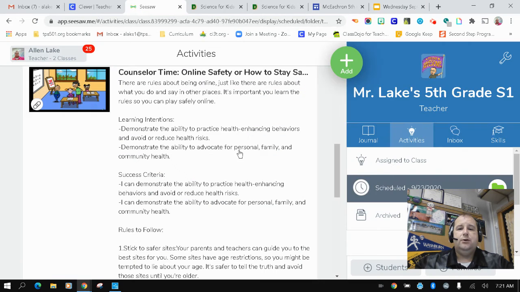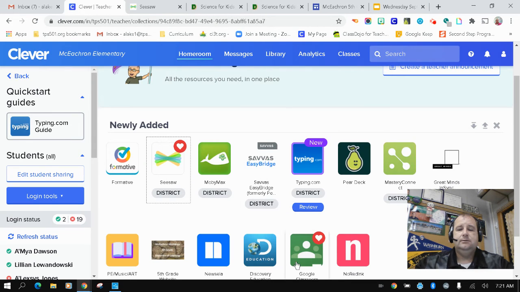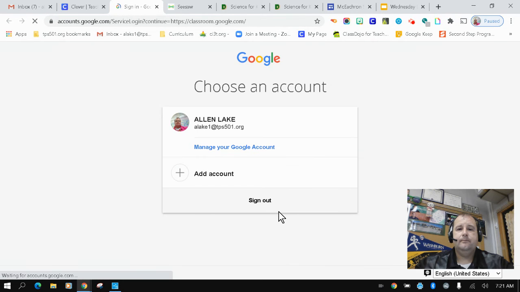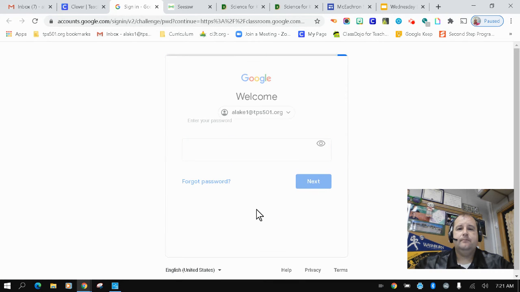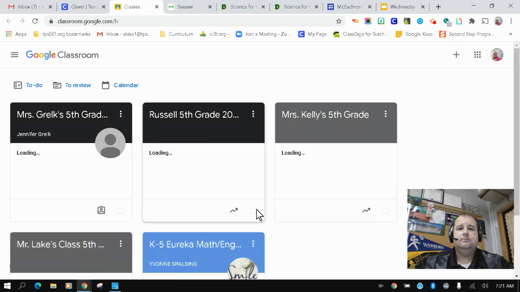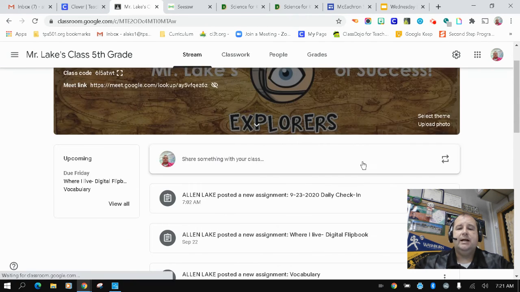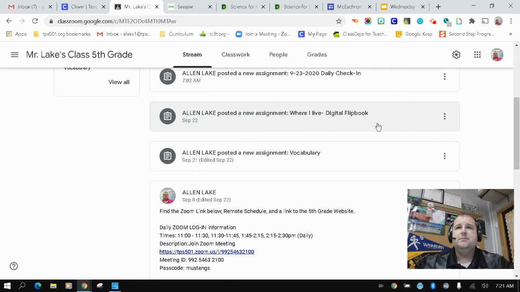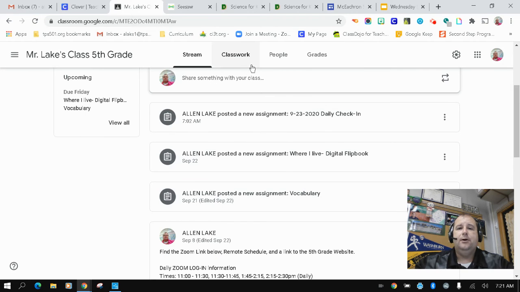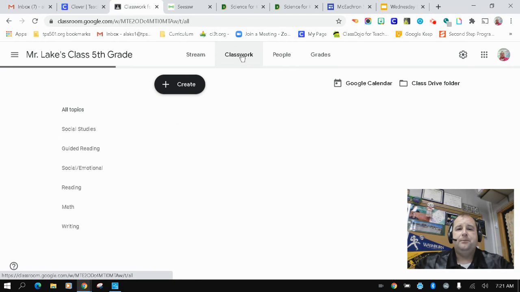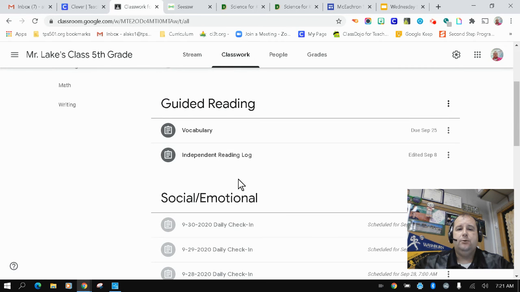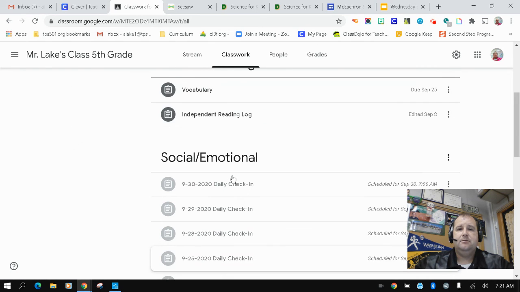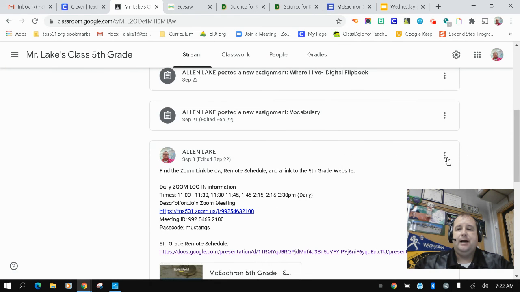Make sure that when you go to the Google Classroom, you are checking for the assignments at the top. Here's your daily check-in, your digital flip book from social studies yesterday. This is due by Friday, so make sure you get that finished. Here is your vocabulary for guided reading. Remember, you can always click here on classwork and you have it sorted by subject so you can find your assignments easier. Okay? So make sure to do your best.